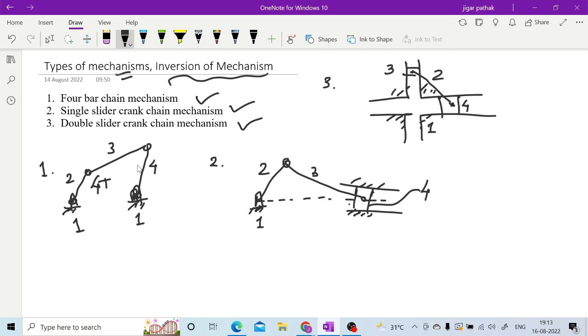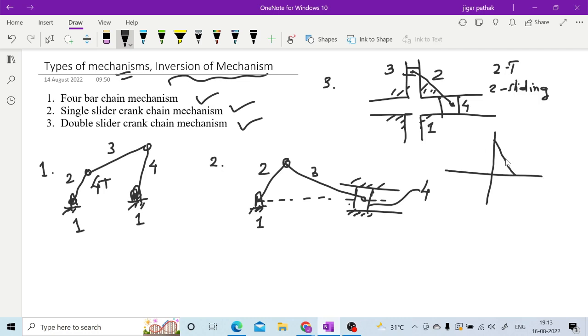Sir, please explain double slider crank chain mechanism again. In double slider crank chain mechanism, actually, as I have told you, you will have 2 turning pair and 2 sliding pair, right? Generally this is used in elliptical trammel, right? So if you are going to see like this, yeah. Third point, sir. That is the third point, this double slider crank chain mechanism.